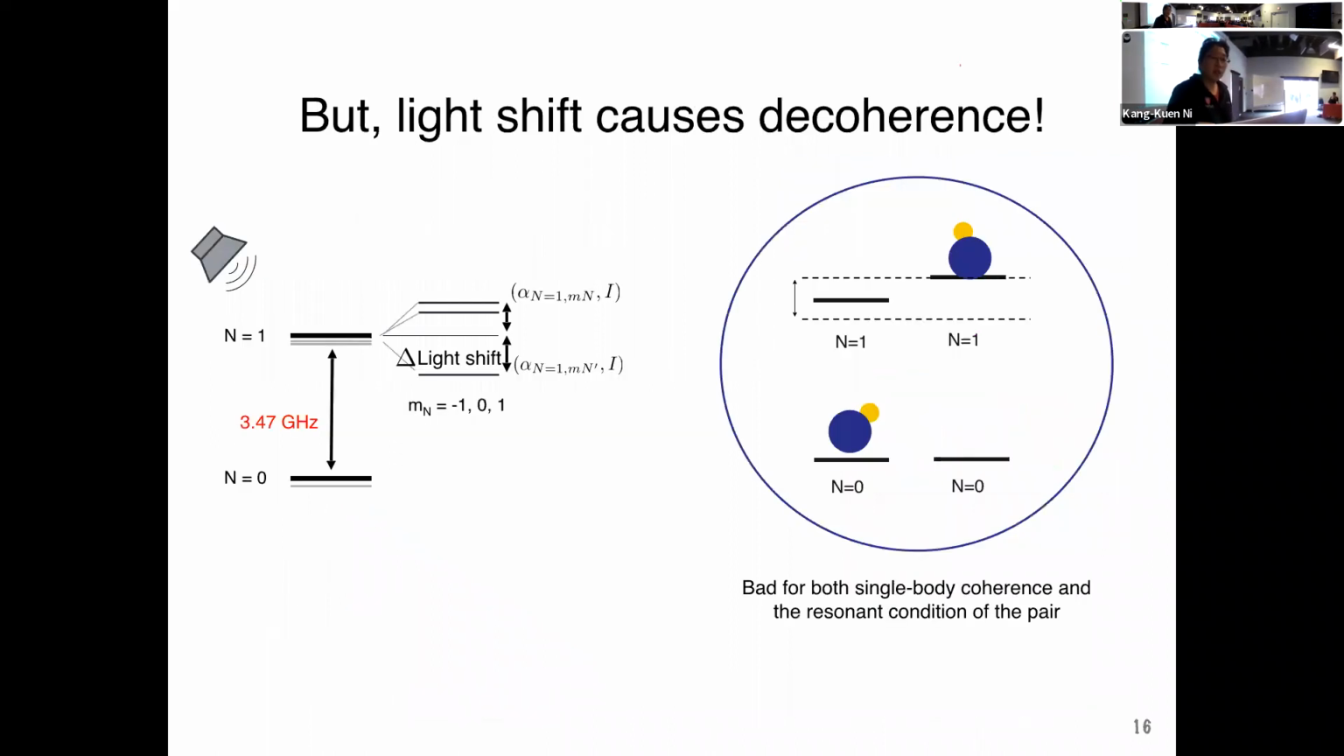Okay, so the light shift causing decoherence is the major issue, and that's something to be addressed so that we can enjoy the intrinsic coherence of the molecule. And this is for both single body coherence, if we prepare a superposition of say 0 and 1, these levels are shifting, that's problematic. But also, if we want the two molecules to interact, if the energy levels are not in resonance, then that also makes that interaction weaker. Okay, so light shift needs to be controlled.